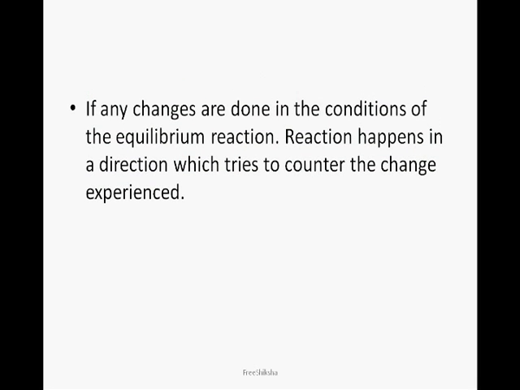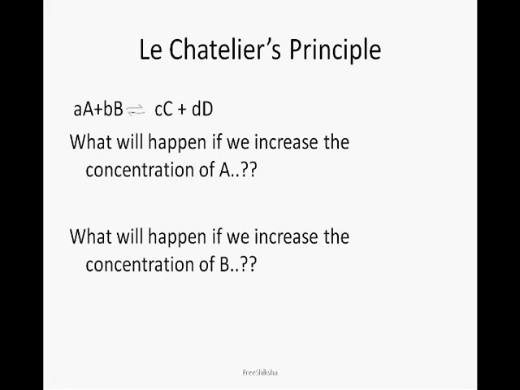So if any changes are made in the conditions of the equilibrium reaction, the reaction happens in a direction which tries to counter the change experienced. That is what Le Chatelier's principle is. Whatever changes we make in the equilibrium reaction, certain changes happen in the reaction so that it is able to counter the change. If we increase the concentration of A, the reaction will try to decrease its concentration to attain a new equilibrium, and hence the reaction will happen in the forward direction.